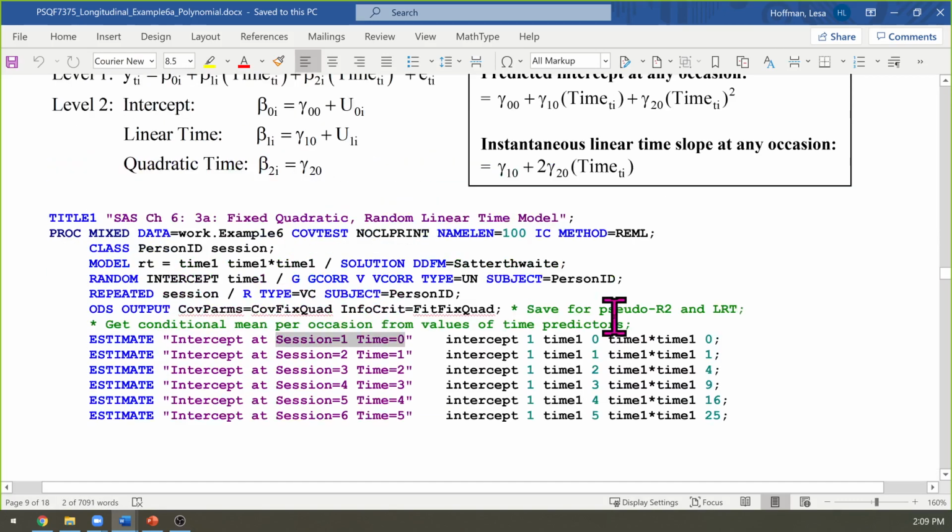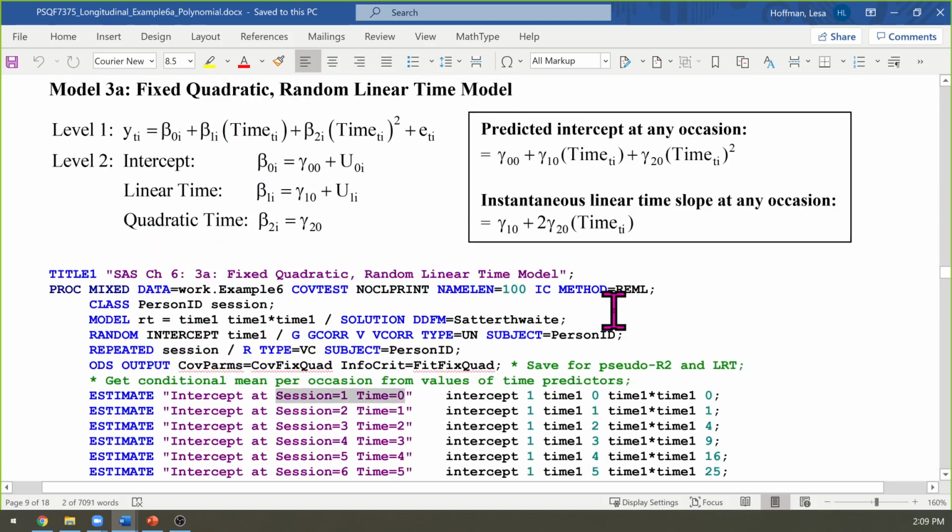Cough, cough, homework question. Okay, with me so far?